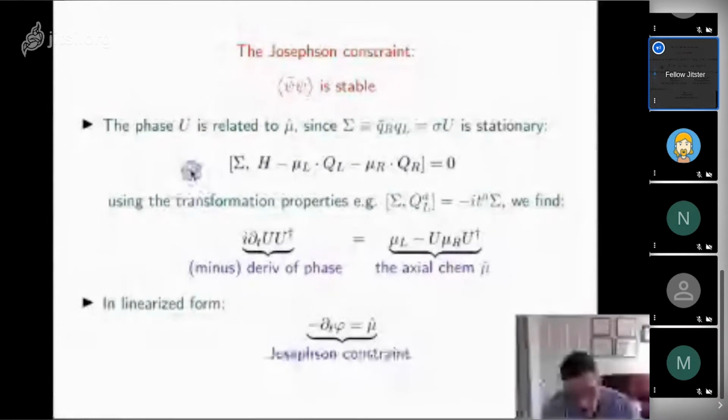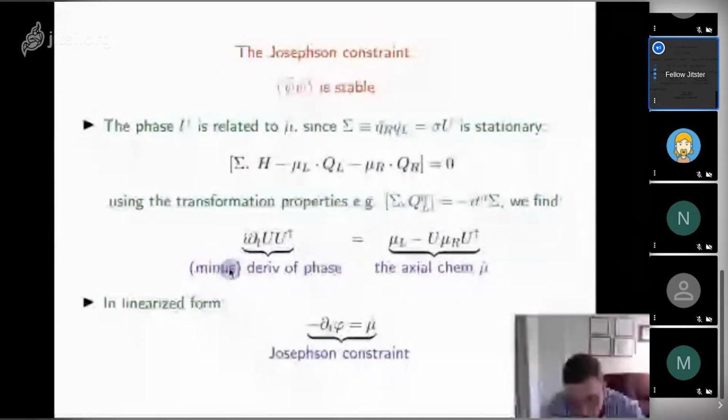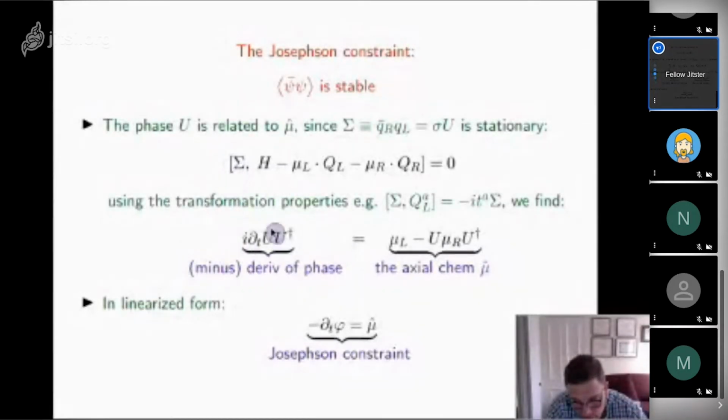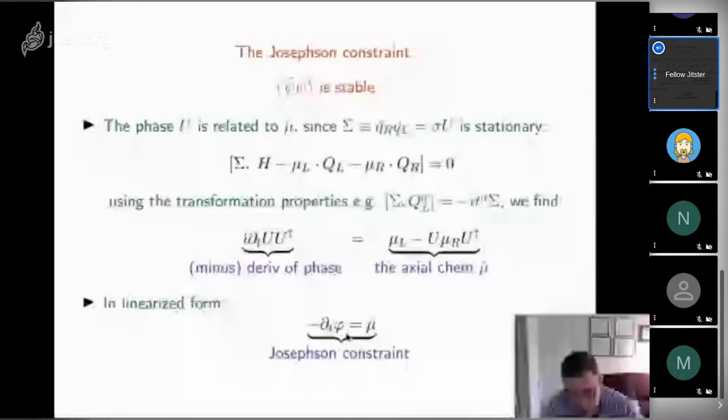So what does that mean? It means that sigma needs to commute with the grand partition function, okay, the Hamiltonian minus mu Q, okay? So the Hamiltonian, of course, generates the time derivatives, and this mu Q causes rotations of this field sigma. And so if you look at the transformation properties, okay, you find that ultimately, after one line of algebra, the derivative of the phase, which comes from the first term, is equal to these chemical potentials, which is the second term. Okay, and if you were to linearize this, you find the Josephson constraint, which says that the time derivative of the phase is equal to the axial chemical potential.